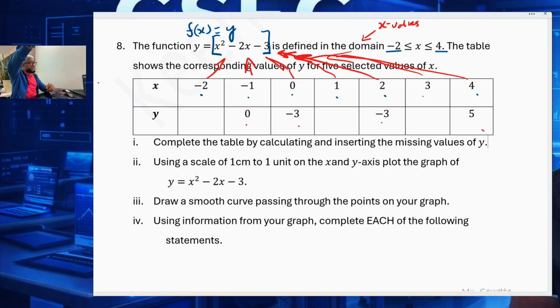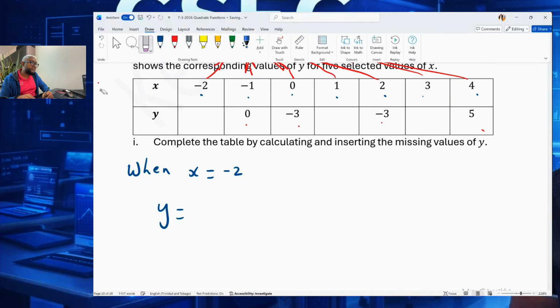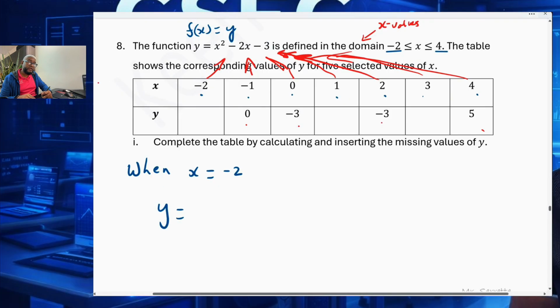So we start with the first column. What is the value of x in the first column? When x is equal to -2, y is equal to what? Look at it right above there. Y is equal to what? X squared minus 2x minus 3, right? That is the quadratic function that is defined as y, right? So that's y. Okay, everybody good there?